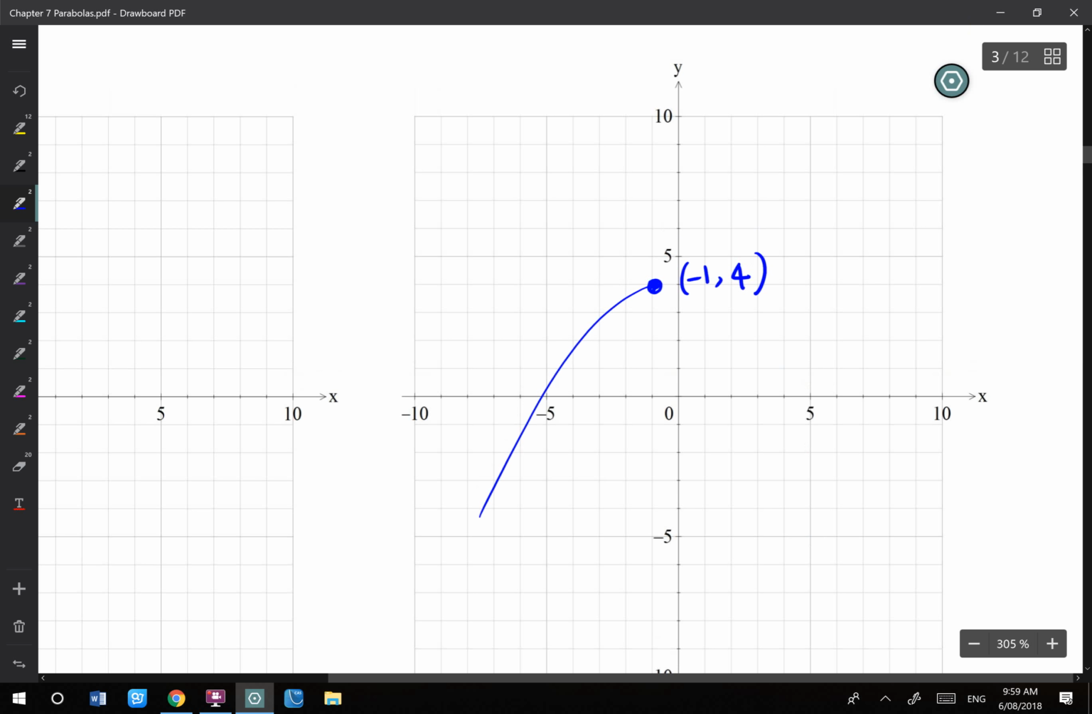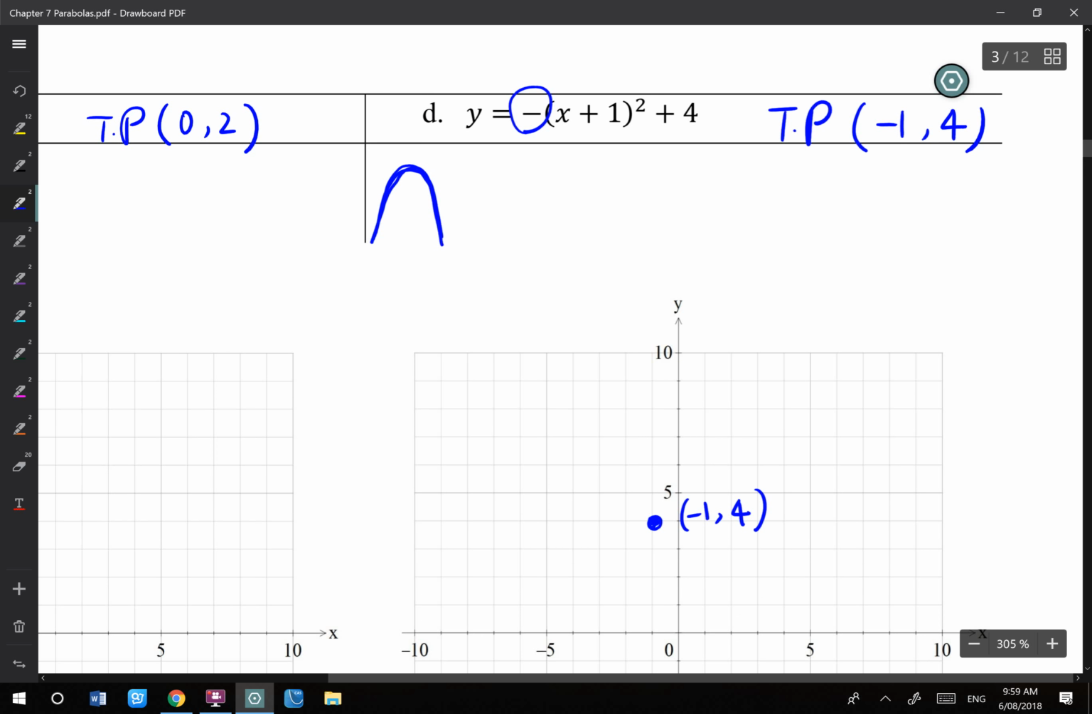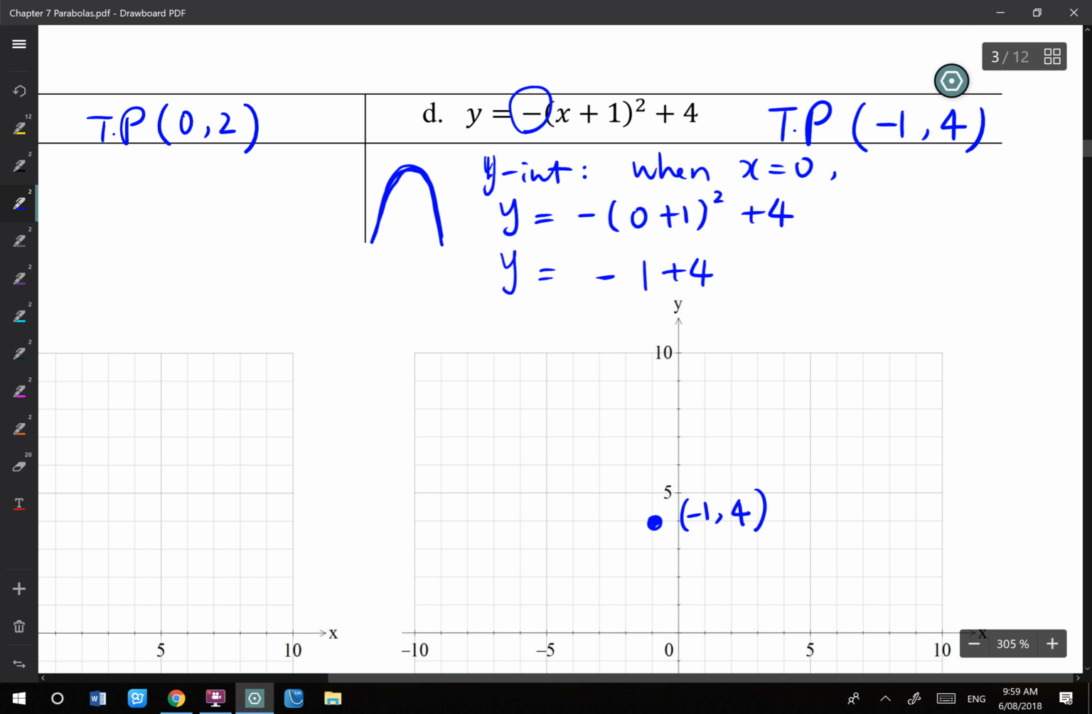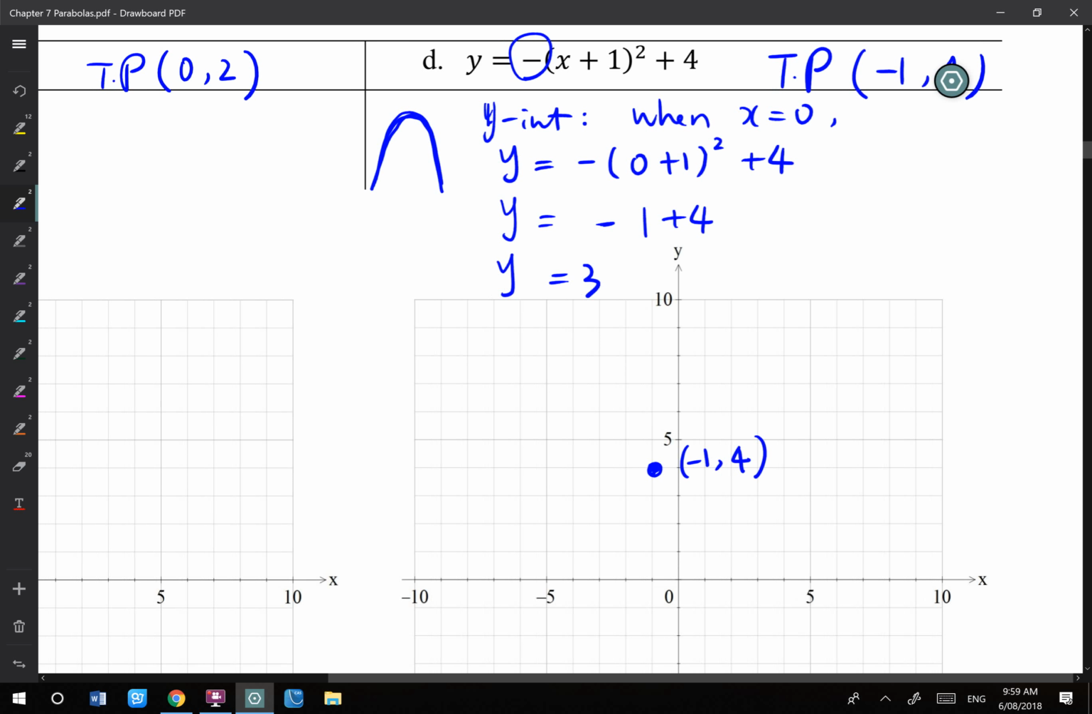So what we'll do next is find the y-intercept. When x equals 0, y equals -(0 plus 1) squared plus 4. y equals -1 plus 4. y equals 3. So the point is 0, 3.